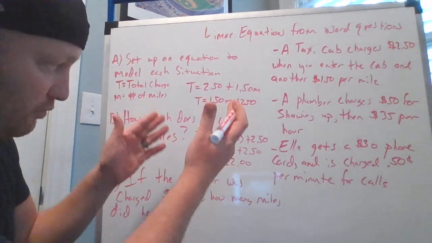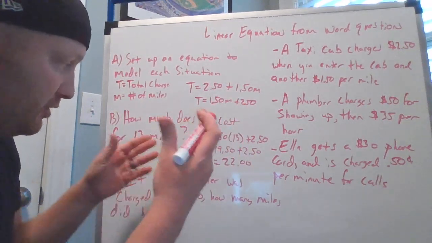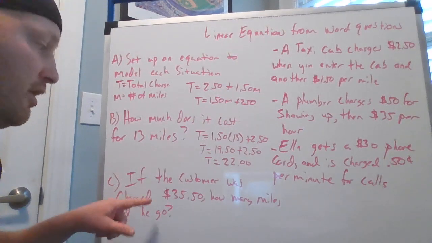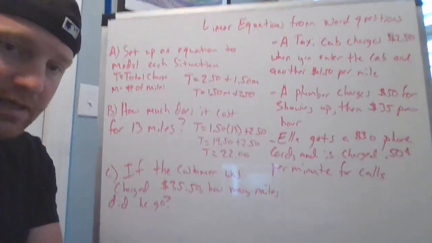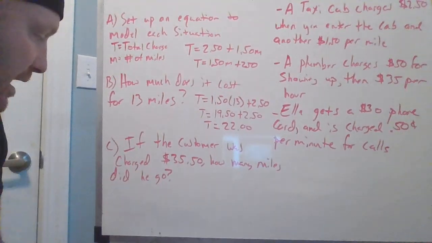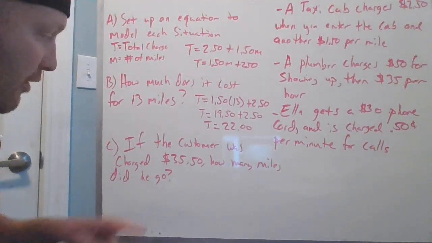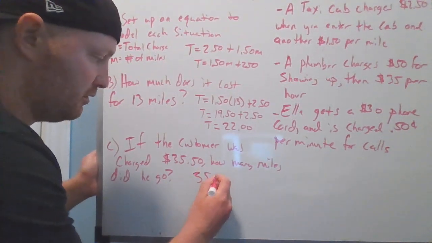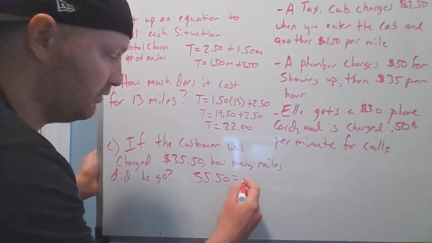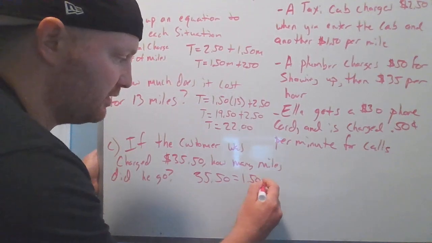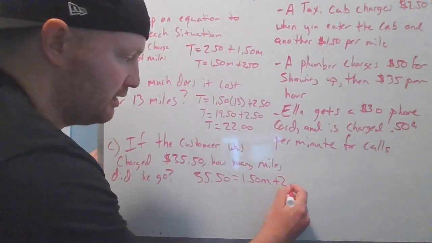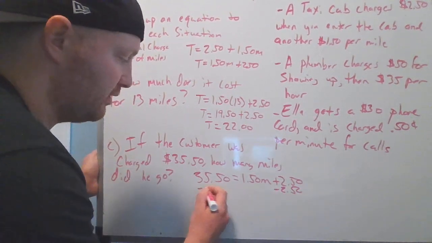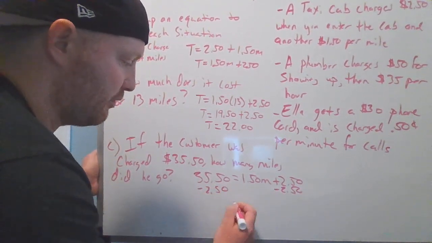Okay? That's as easy as it is. Just take your time, replace the variable that we're given, and solve for the variable that we don't know. If the customer was charged $35.50, can we all see this? How many miles did he go? Now we know the T because we were charged $35.50. So $35.50 equals, write down the rest of the equation that we did not use and start solving by using inverse operations.